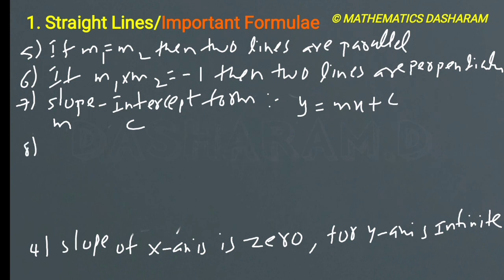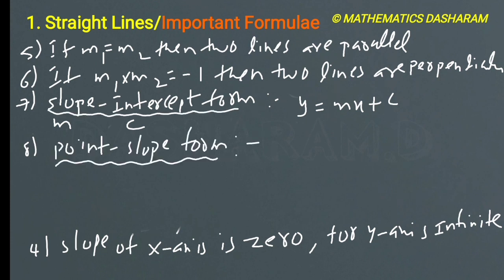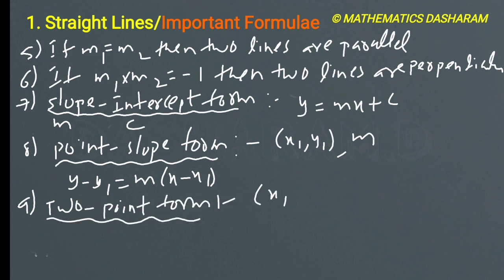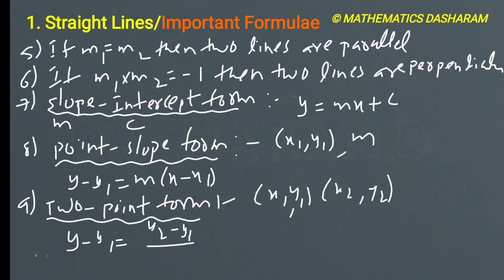Next, the eighth one is point slope form. Your point is x1 comma y1 and slope is m. Then the equation of that line is y minus y1 equals m into (x minus x1). Next, the ninth one is 2-point form. The 2 points are x1 comma y1 and x2 comma y2. Then the equation of the straight line is y minus y1 equals (y2 minus y1) divided by (x2 minus x1), times (x minus x1).